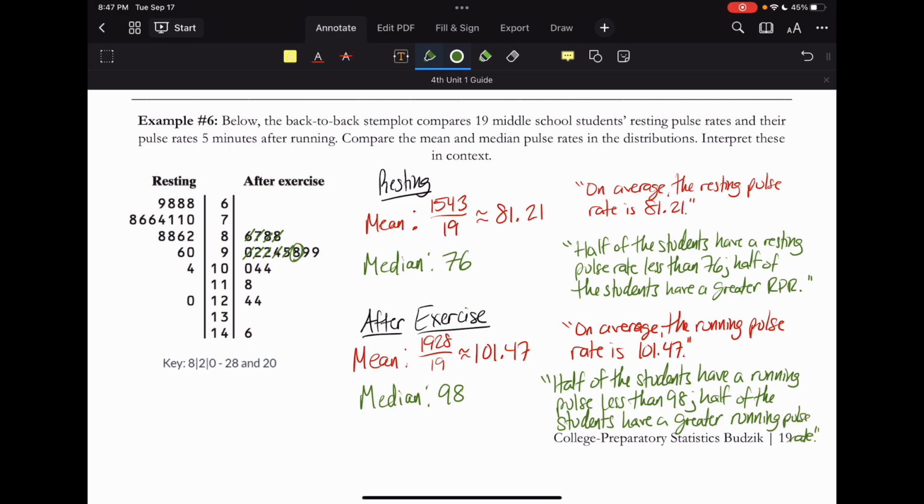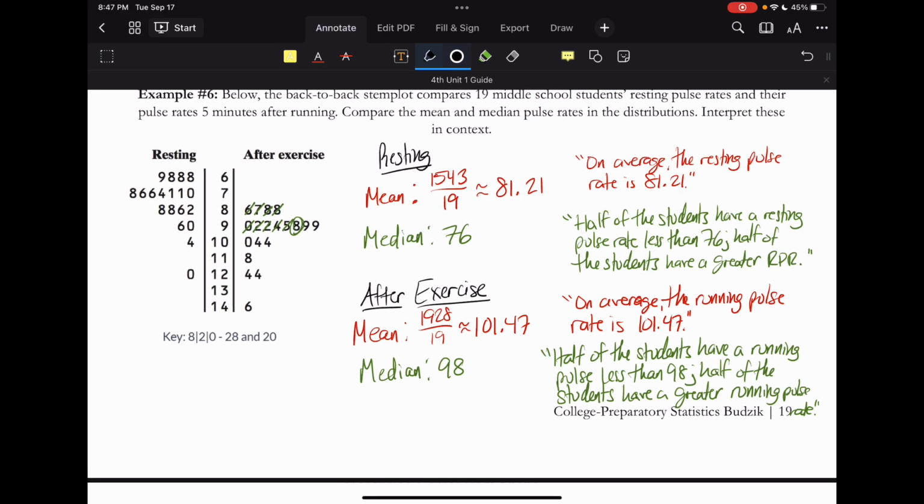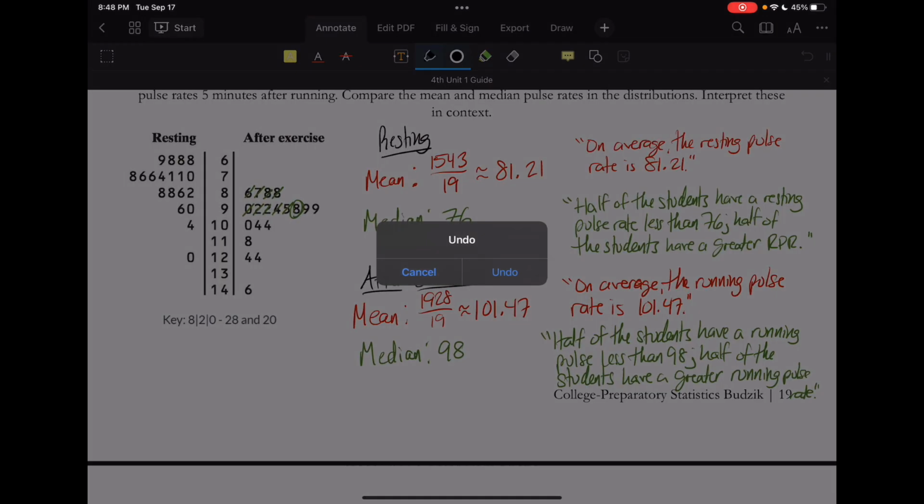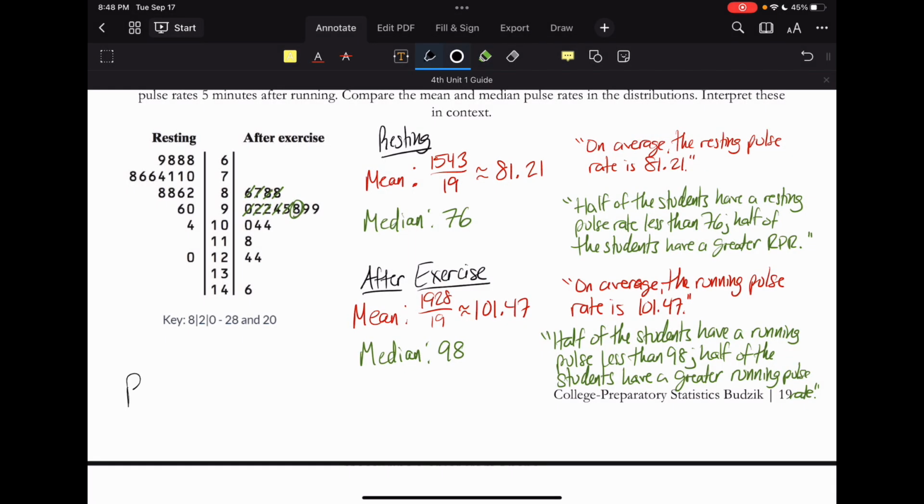And then if I want to go ahead and compare them, we can see that both the mean and median are larger after the students have exercised for 5 minutes. So that would be a good comparison. So we can just say both.